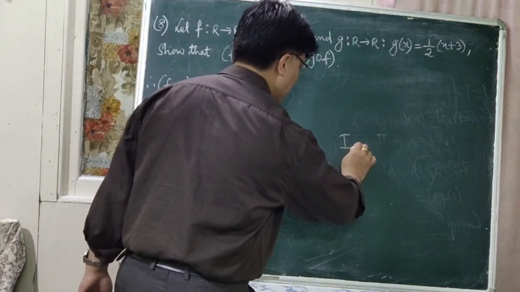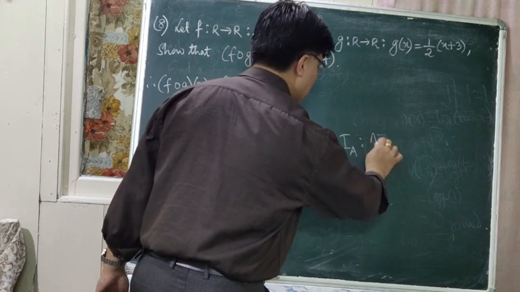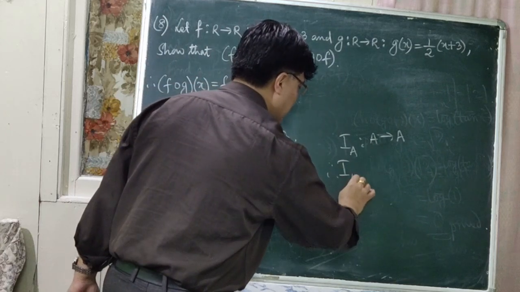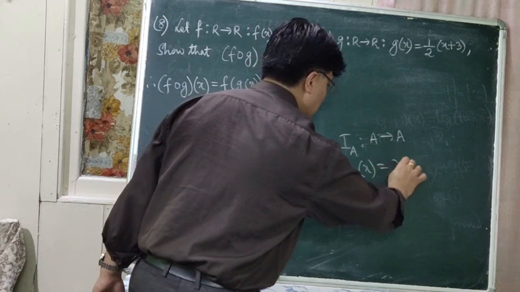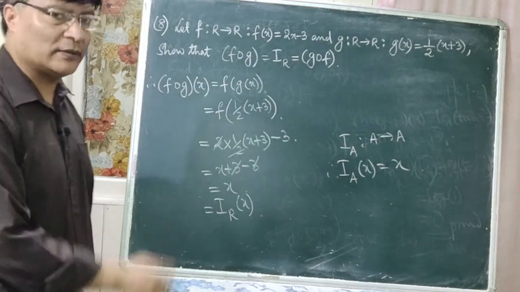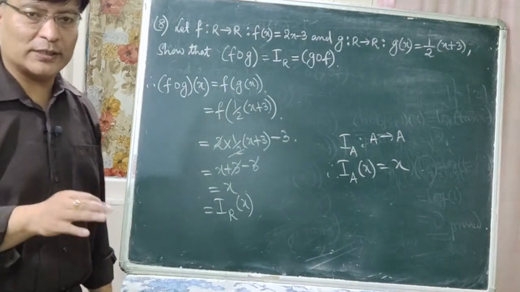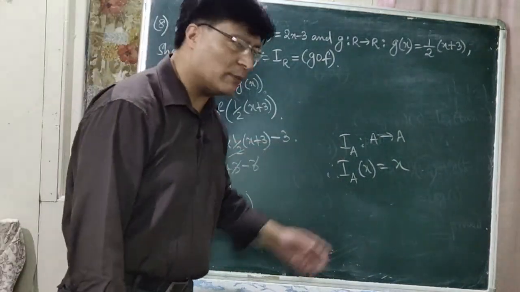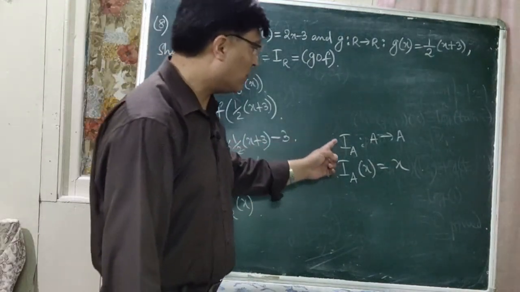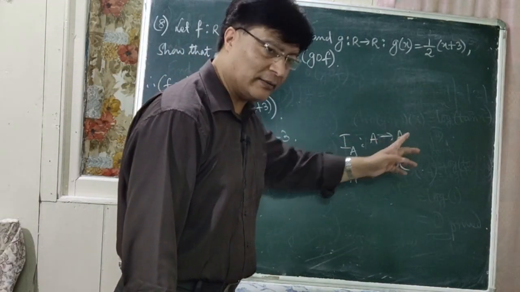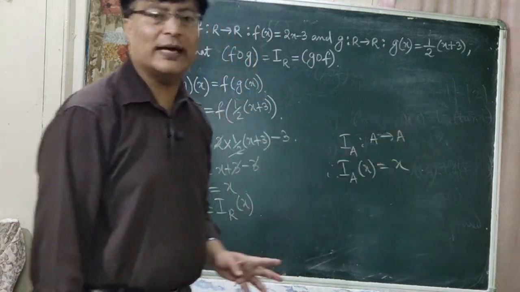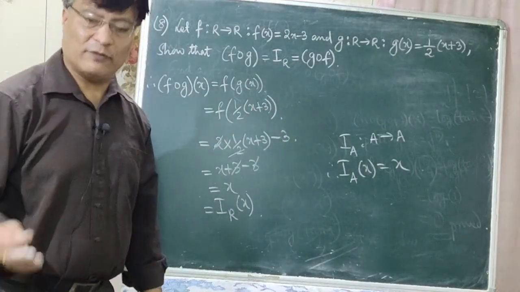This function, A to A, is known as identity function if IA of X is equal to X. I told you this one about identity function while doing the function, isn't it? While doing the definition of function, I told you about the identity function also. That is, if the function IA such that A to A is there, so what is IA of X, which is equal to X? This is known as identity function.